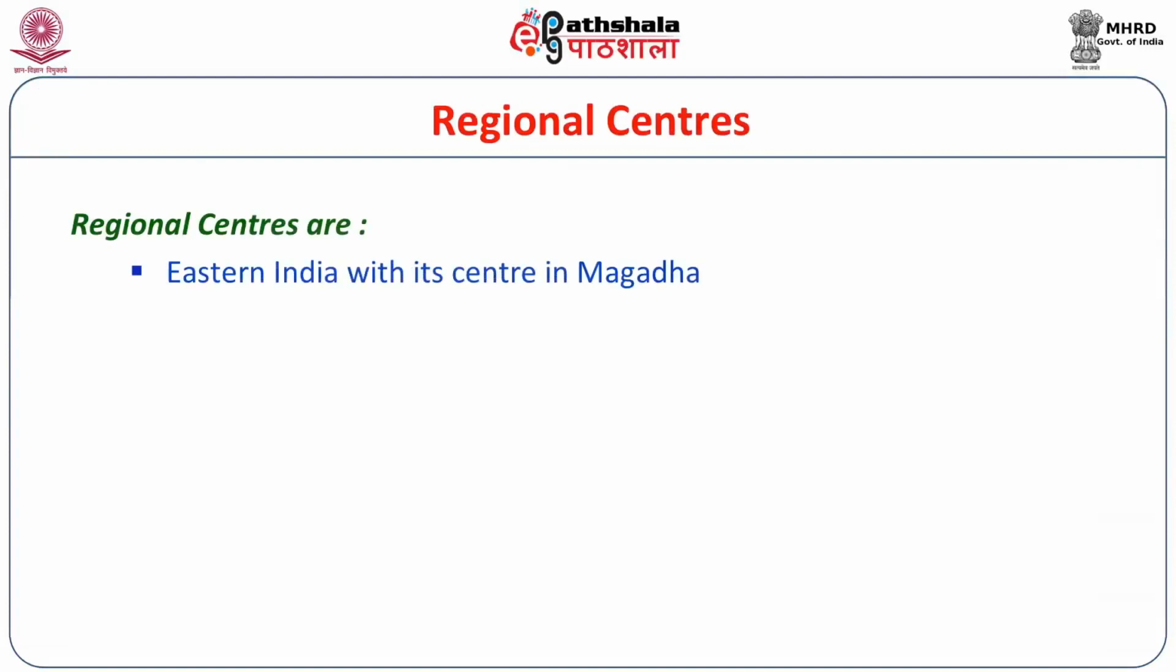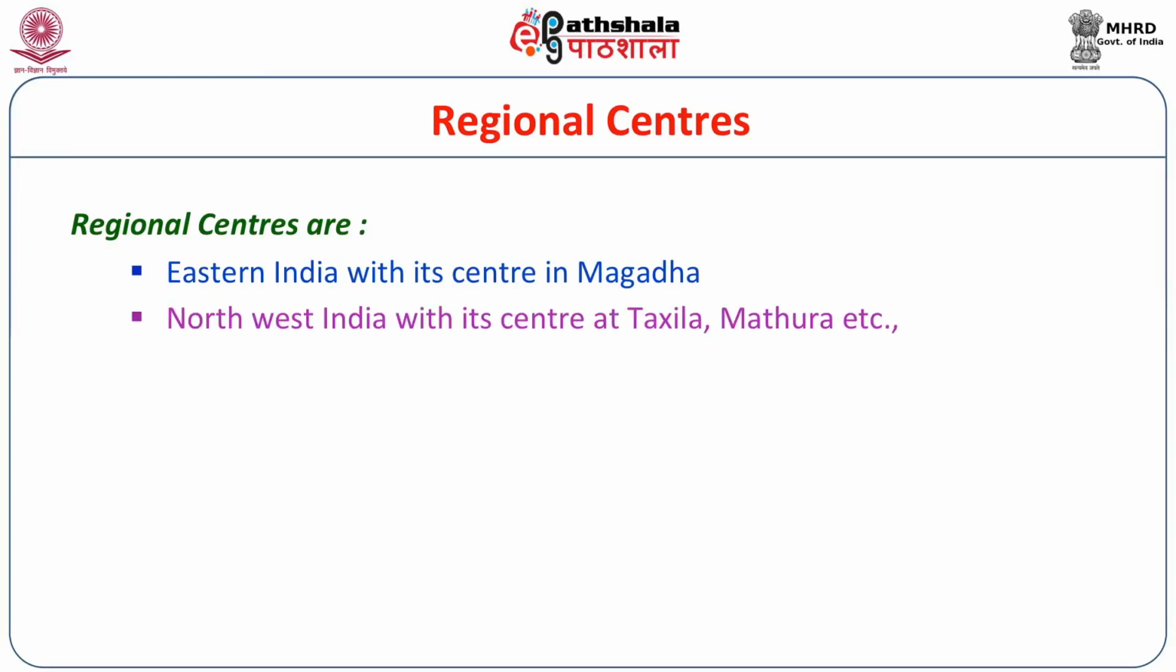Regional centers being Eastern India with its main center at Magadha, which formed the nucleus, and it stood for the eastern variety. Eastern India with its center at Magadha. In the northwest, we have the center at Taxila and Mathura, and northwestern Deccan and South India. These are the 4 regions he has tried to identify and categorize according to the scripts available in different regions.